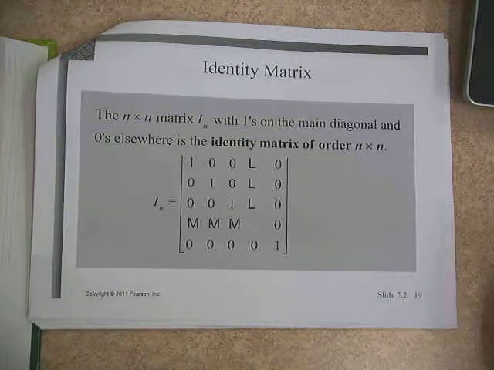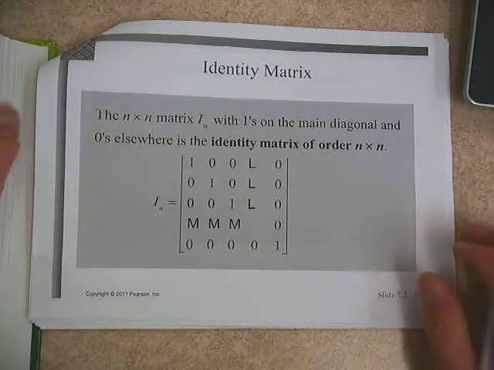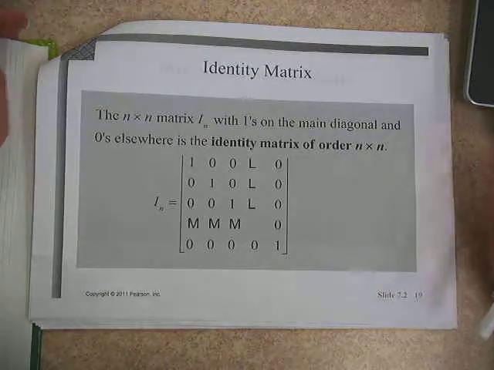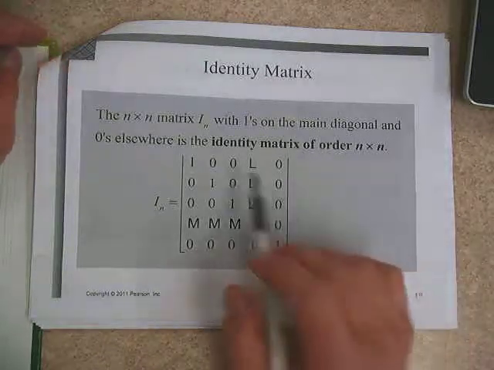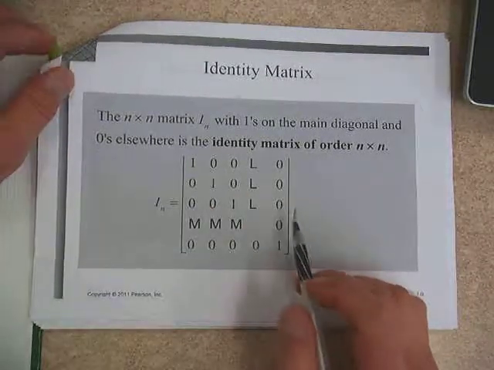Okay, continuing our discussion with matrices. The first new matrix we're going to look at today is what we call the identity matrix. The identity matrix is a square matrix. It's always n by n.